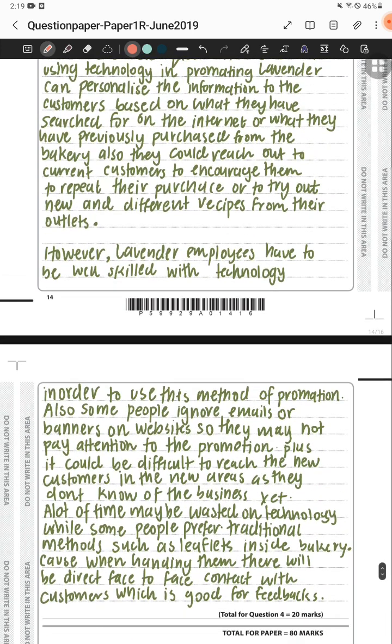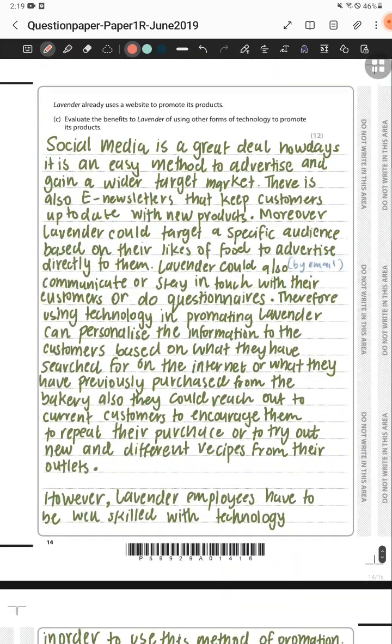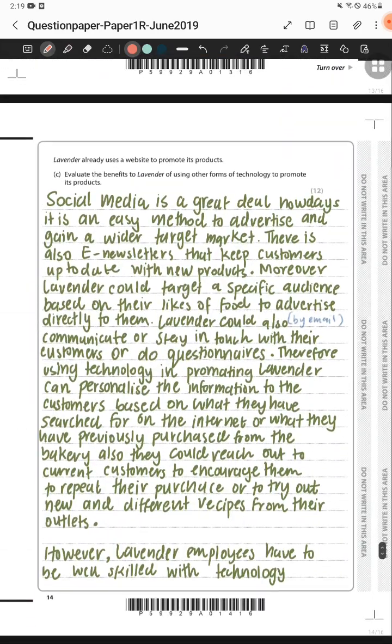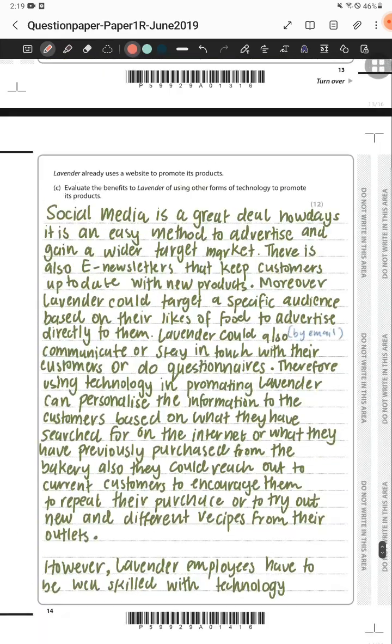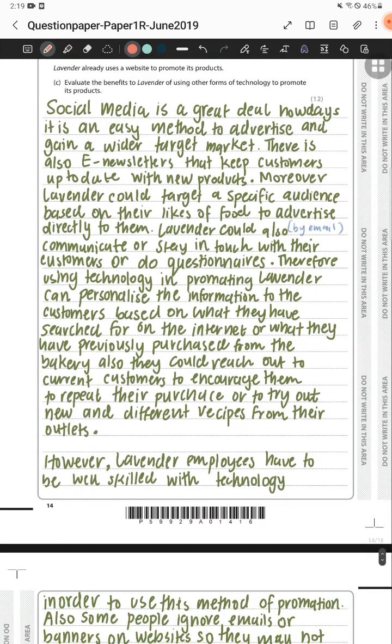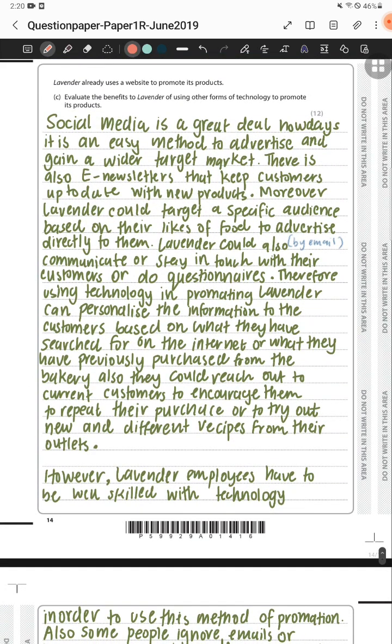Now usually justification isn't this long, but I chose to make it this long because again, it's a 12-mark question. This whole thing is literally way more than 12 marks, so this is too much. Try to summarize this and count your points in order not to write this whole thing, but I'm just showing you, okay? So, Lavender already uses a website to promote its product. Evaluate the benefits to Lavender of using other forms of technology to promote its products.